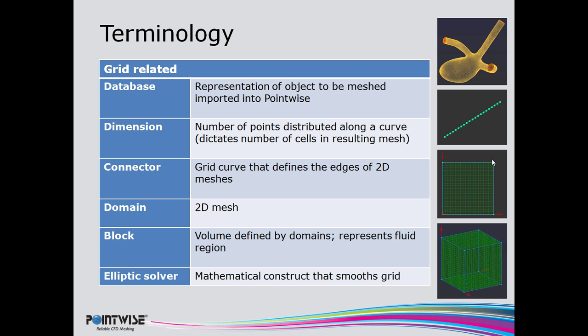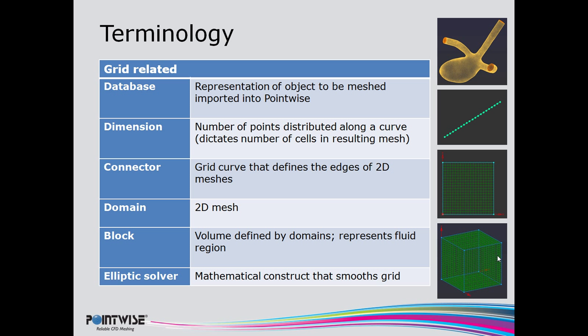You can see here on the right, these are connectors, just a line with a number of points distributed along them. And then by gathering collections of these that are dimensionally balanced, as we call it, meaning that opposing sides have an equal number of grid points, you can create a 2D mesh, which we call a domain. And then lastly, we can collect these domains in groups of a minimum of 6 and form a fluid volume, in this case a cube, which we call a block.